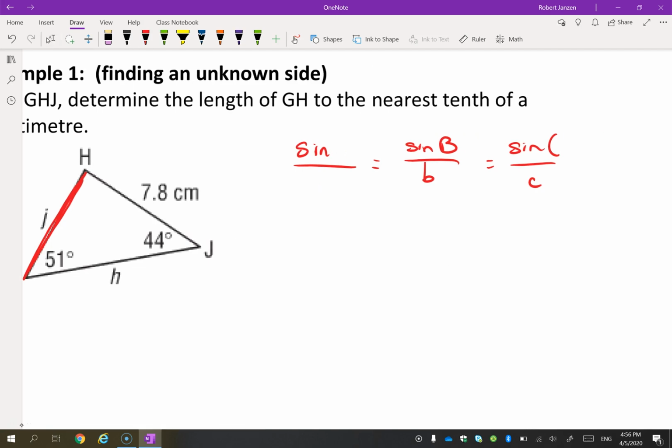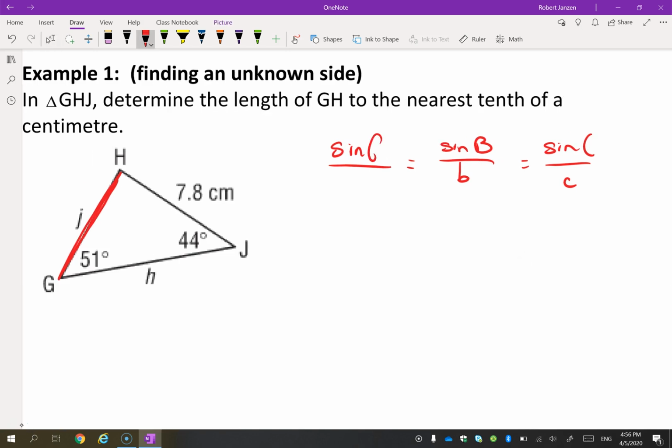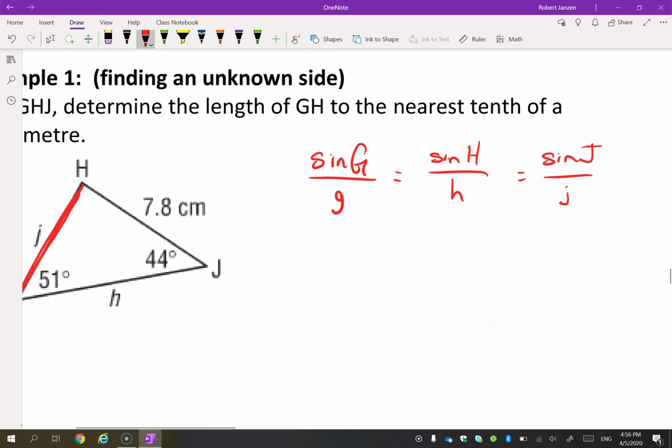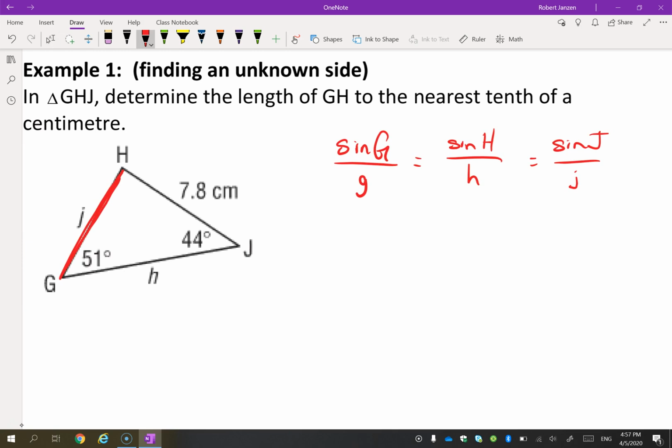Instead of A, I'm going to use G. Instead of B, I'm going to use H. And instead of C, I'm going to use J. Again, it doesn't matter what the letters are. It doesn't matter the order you write them in, as long as you have an angle with its opposite side written as a ratio. Now let's check to see if we know what that means. Here is angle H. What is the side across from it? Little h. That's why we have it written like this.